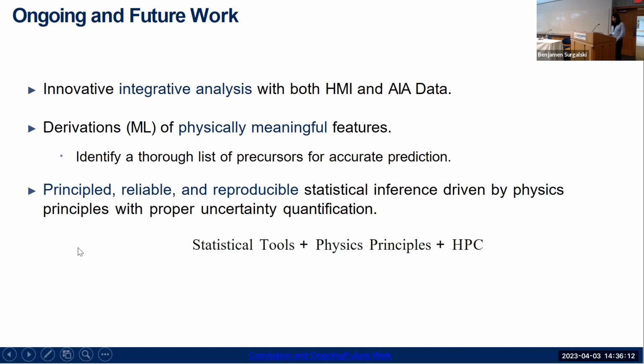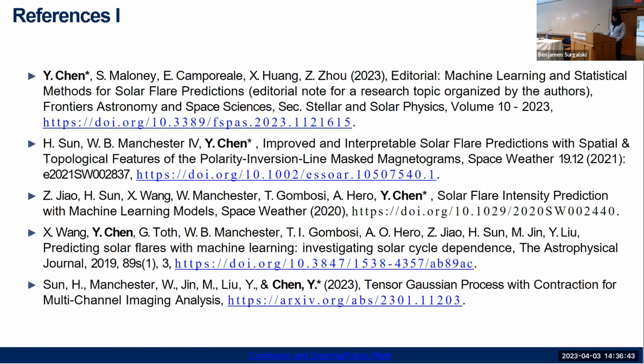And finally, we want to build a principled and reliable, and most important of all, reproducible statistical inference driven by physics principles with proper uncertainty quantification. This is not a trivial job in that community because, again, we're dealing with rare events. Different people are splitting training, validation and testing with different sample splits, and that creates a lot of trouble in terms of applying them in real time. And uncertainty quantification is not even enabled in many of the analyses.